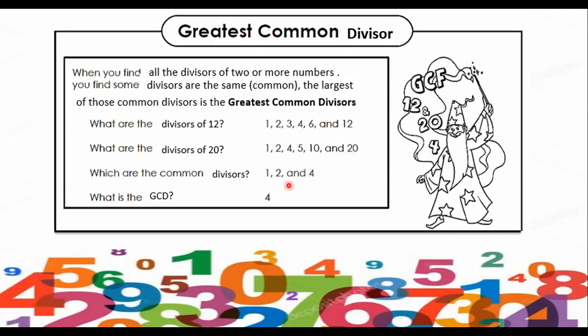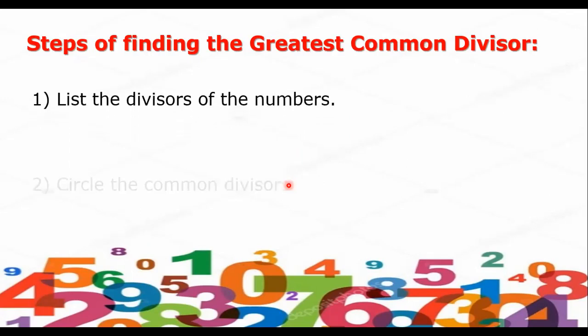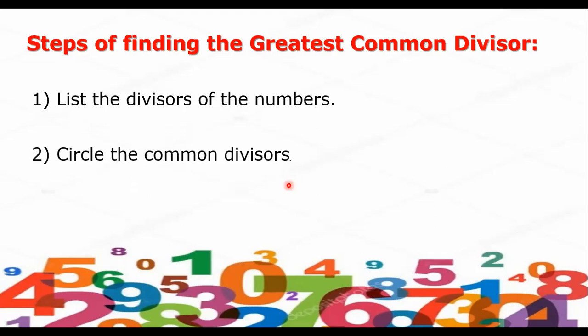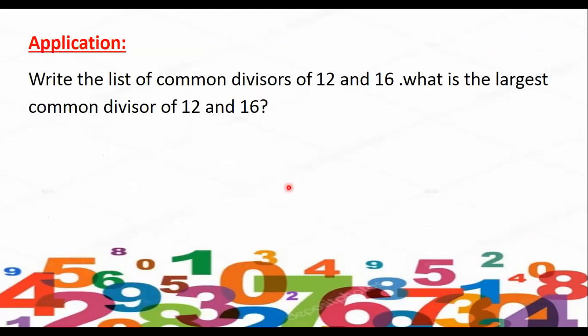Okay? Let's make another application, but first let me review the steps of finding the greatest common divisor. 1, we list the divisors of the numbers. 2, I circle the common divisors. 3, I choose the greatest or the largest one of the common divisors. This one is called the greatest common divisor or the G.C.D.